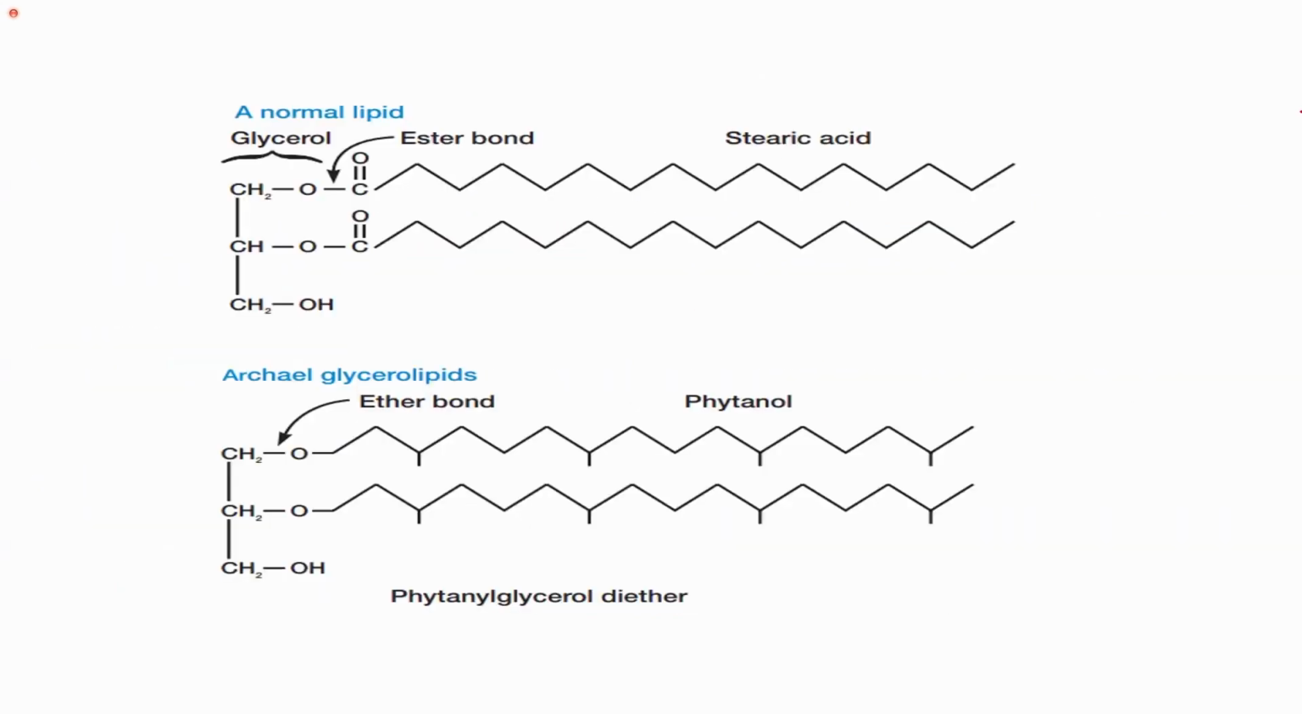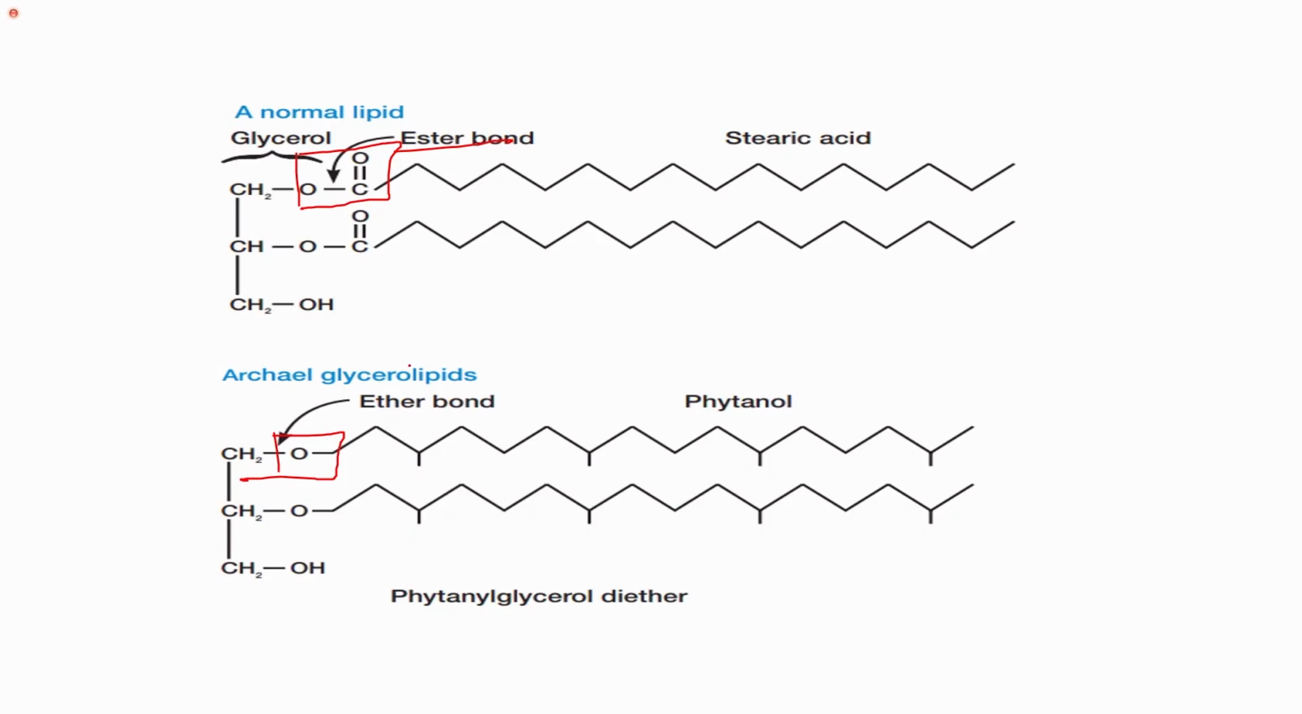So this is the structure of a normal lipid, where we can see that we have an ester bond. So this is the ester bond, right? This is the complete ester bond. While in this case, we have an ether bond. So this is the ether bond, right? COC. While here we have COOC, right?